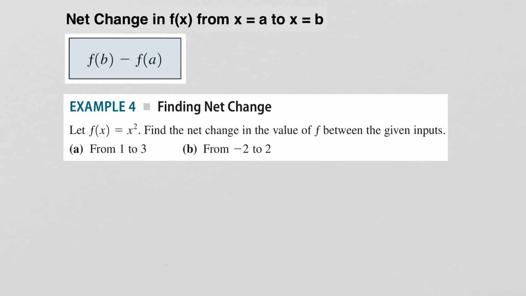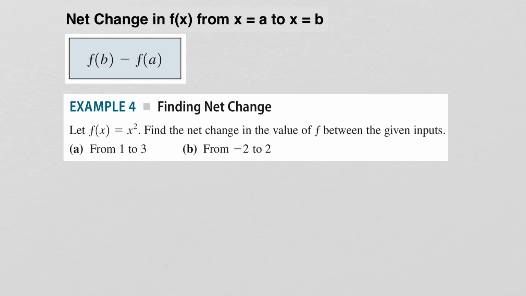Next, let's define what it means to be the net change in a function. So if you have some function f of x, we define the net change in f of x from x equals a number a to x equals a number b to simply be f of b minus f of a. So as an example here, let f of x equal x squared. Find the net change in the value of f between, in part A here, 1 to 3, and in part B, negative 2 to positive 2.